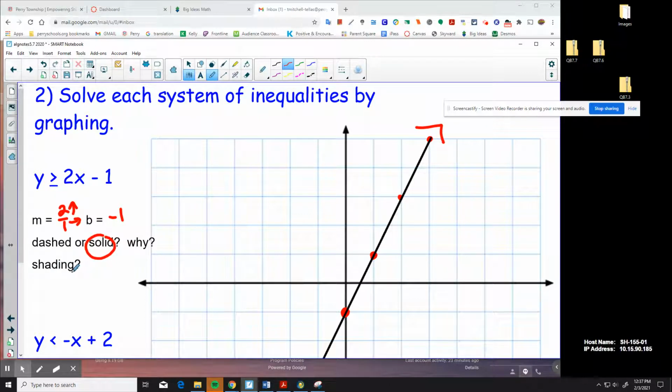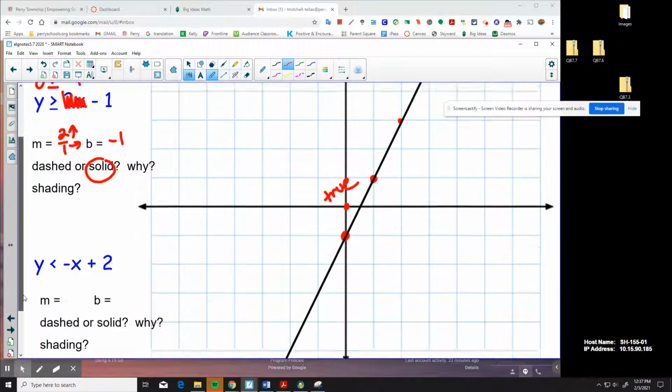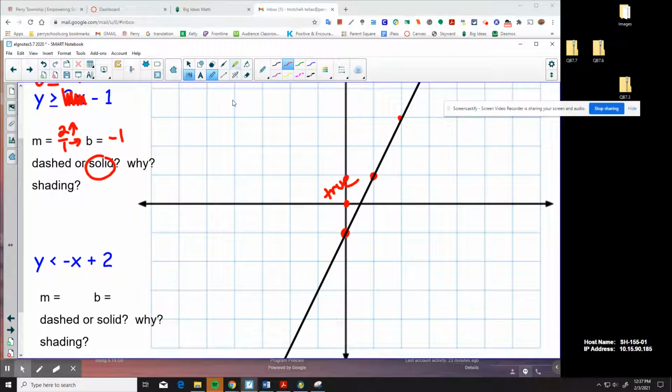And then the shading, what I would do is I would use the origin as the test. So I'm going to take 0, 0 and put it in here. So 0 is greater than or equal. This always cancels out, negative 1. 0 is greater than or equal to negative 1. That's true. So that means this point is true. And I shade the true side. So I'm going to use the highlighter to do that.